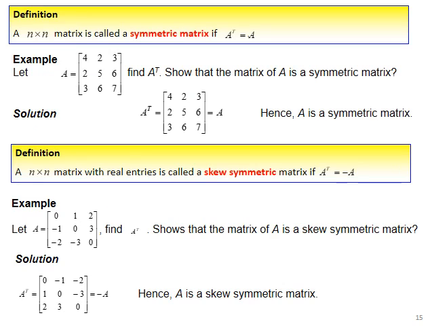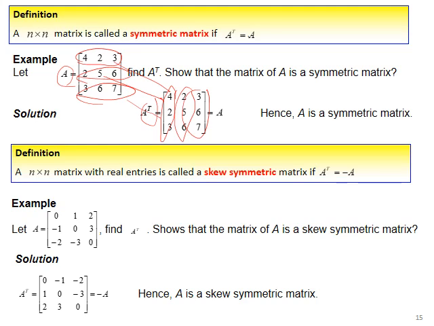Symmetric matrix. A symmetric matrix is a matrix whose transpose is equal to the original matrix. As an example, you see this is A. Its transpose: this row will become the first column. This row, the second column. This row, the third column. But have a look at them. It is still the same. You see 4, 2, 3, 2, 5, 6, 3, 6, 7. It's the same. So we say this is a symmetric matrix. Also, don't forget this is a square matrix.